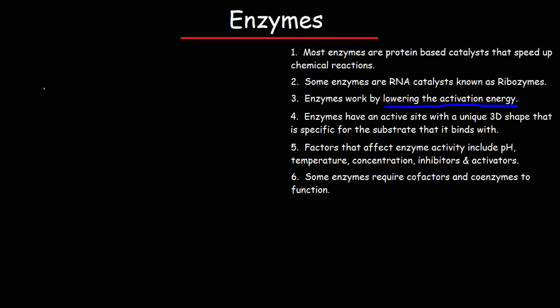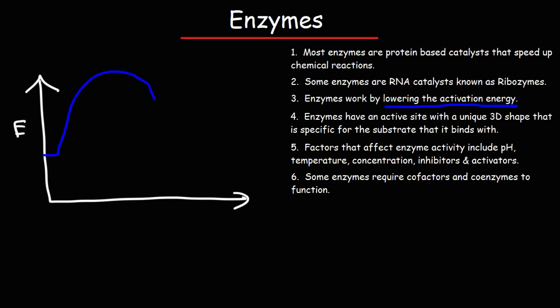So let's draw an energy diagram. We have energy on the y-axis, the reaction coordinate on the x-axis. In blue, this would be the uncatalyzed reaction. So this is the energy of the reactants, the products, and the difference between the energy of the transition state and the reactants is the activation energy.